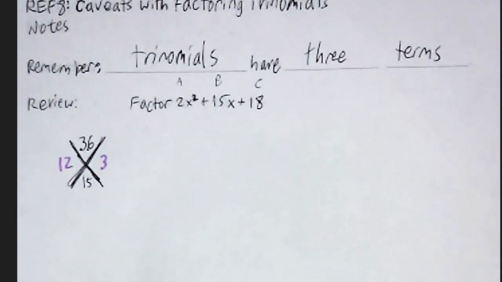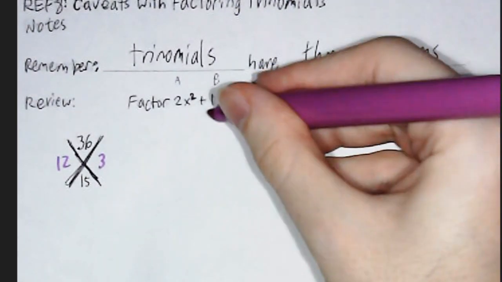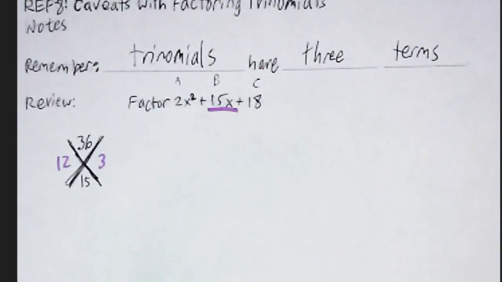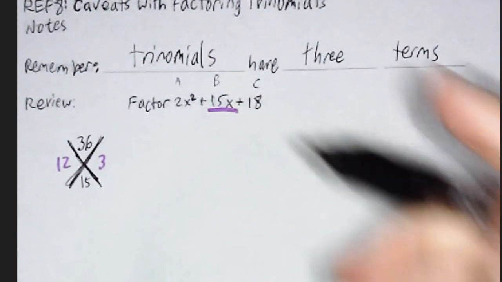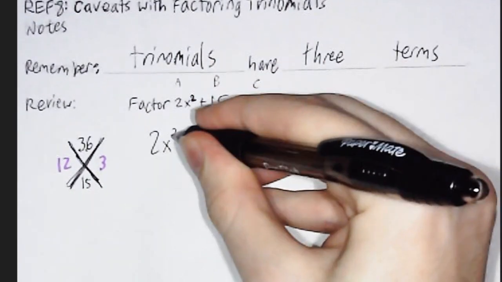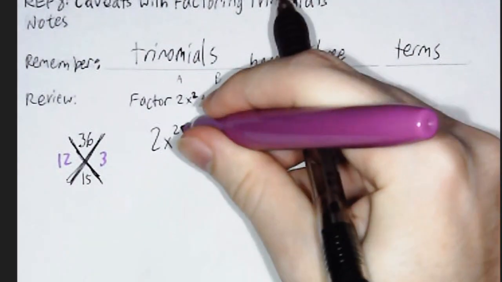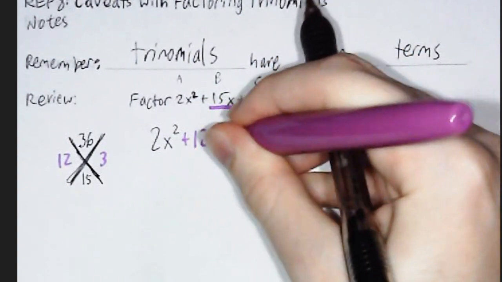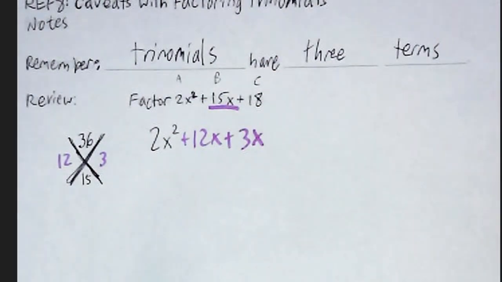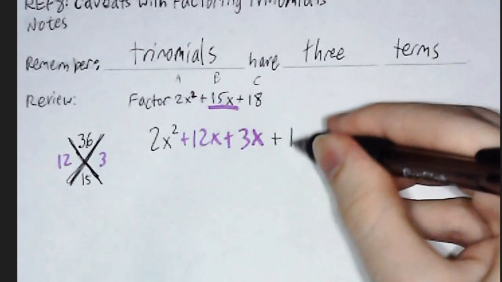So we can split this middle term, 15x. We can split it up into 2 terms. So we've got 2x squared still. That's our leading term. But we can rewrite plus 15x as plus 12x plus 3x. And then plus 18 on the end.